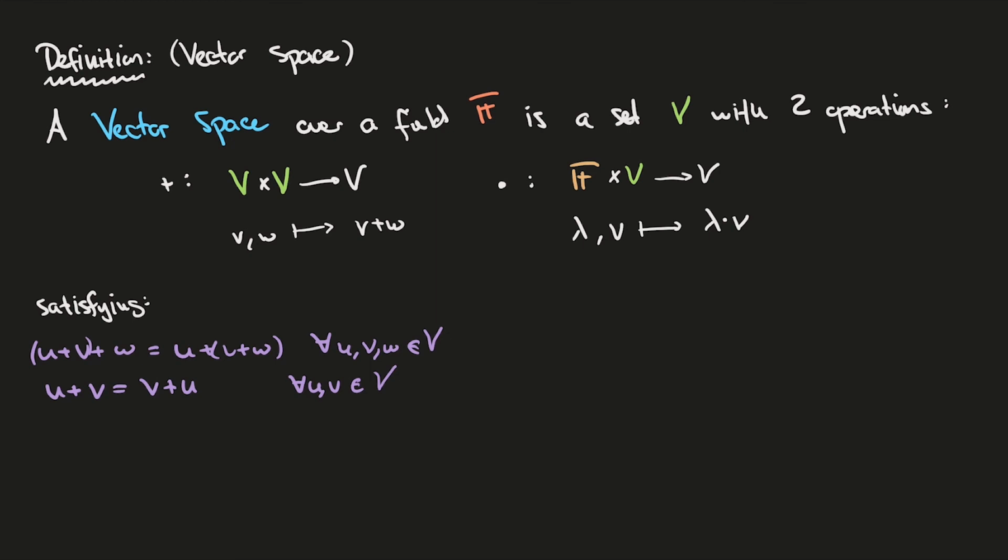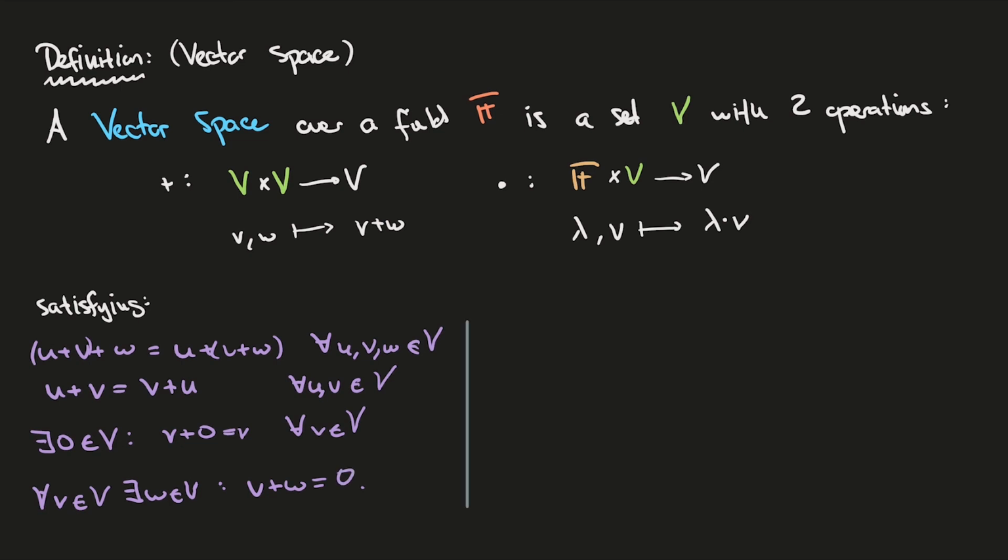And then we also want a neutral element for the addition, so there exists some element 0 in V, such that v + 0 is equal to v for all elements v in the set V. And finally, we would like additive inverses, so for all v in the set V, there exists some w in V, such that v + w is equal to 0.